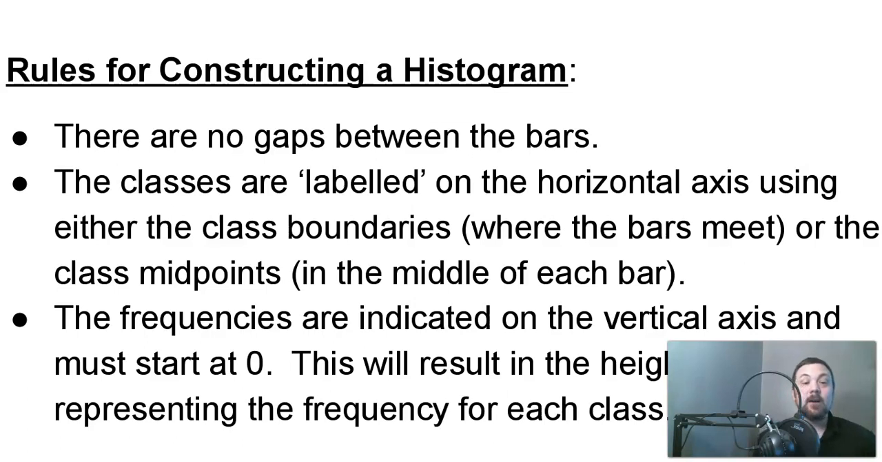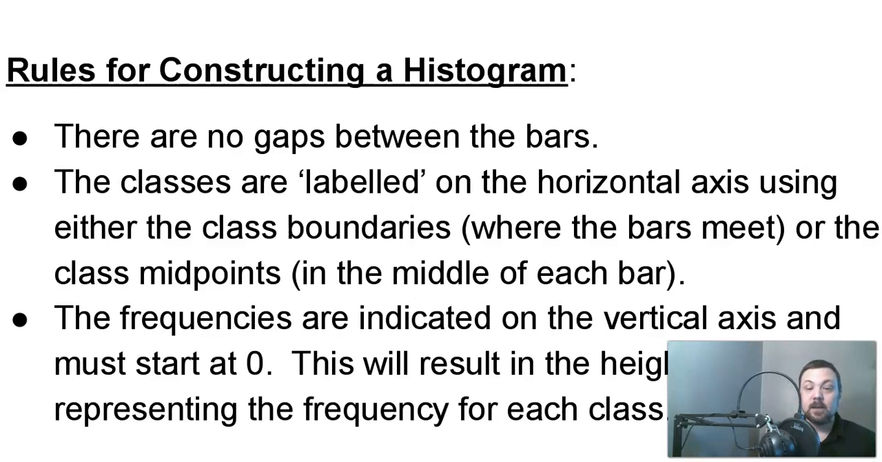The classes are labeled on the horizontal axis using either the class boundaries or the class midpoints. We talked about how to find the class boundaries and midpoints in section 2.1, and it might have seemed like a useless exercise in that section, but here we are using that skill, if you will, in section 2.2. Being able to find class boundary and class midpoint is going to be useful in section 2.3. We're going to make some use out of it.